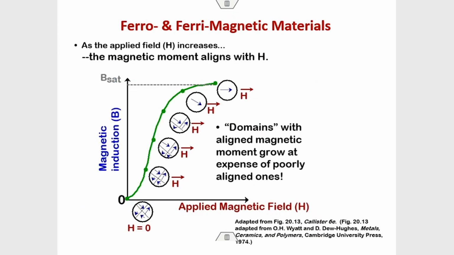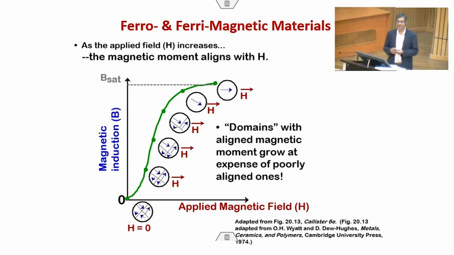For ferromagnetic materials, if you apply a field, magnetic induction happens, and the magnetic interaction follows a certain specific trend. This happens because of the alignment of the domains or spins along the applied field direction, and the domains with aligned magnetic moments grow at the expense of poorly aligned ones. That is why initially it rises and then reaches saturation when all the magnetic moments align to the direction of the applied field, and this is very common.